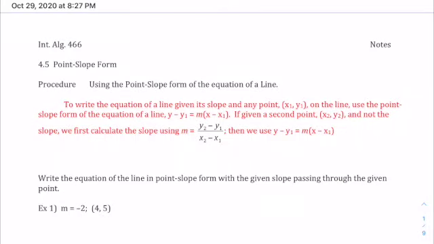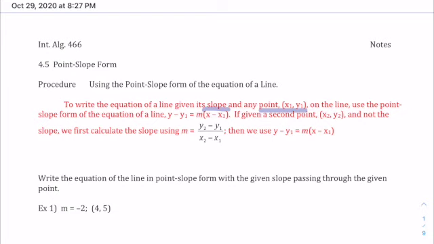Hi everyone, today we are going to talk about point slope form. To start right off, we're going to talk about the procedure, how to use it. We are going to use the point slope form of the equation of the line to write the equation of a line given its slope and any point on the line. That's why it's called point slope form.